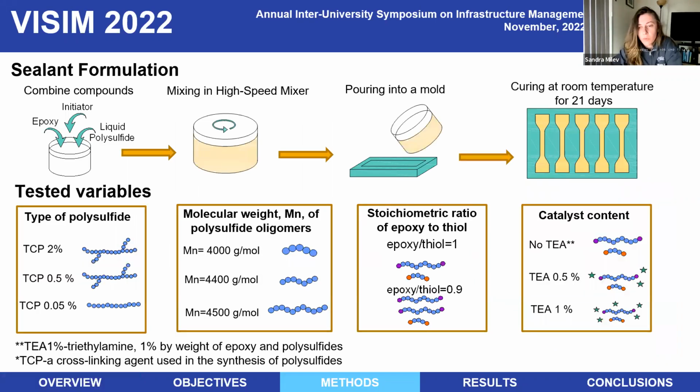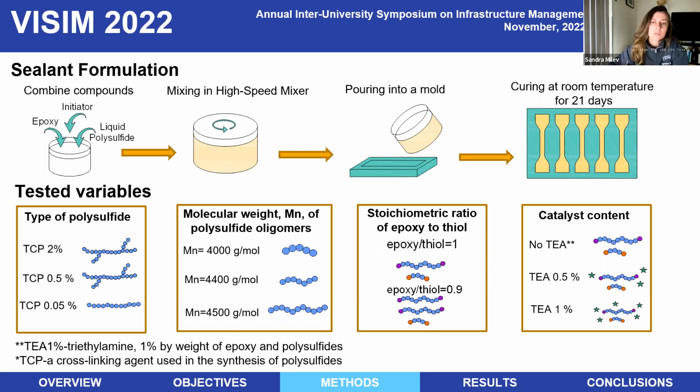So the synthesis was very easy. It was basically combining all the compounds in a cup and then mixing for 2 minutes in a high-speed mixer. Then they were poured into a silicone mold and cured for 21 days in ambient conditions. We prepared several formulations and tested different variables to achieve the required mechanical properties and optimize self-healing. So first we tested different types of polysulfide. These polysulfides are prepared with a certain amount of cross-linking agents.